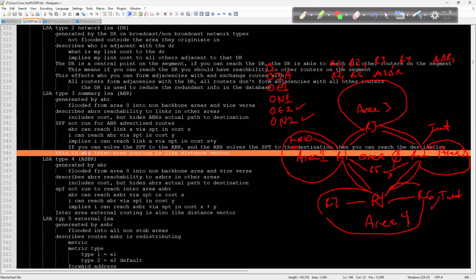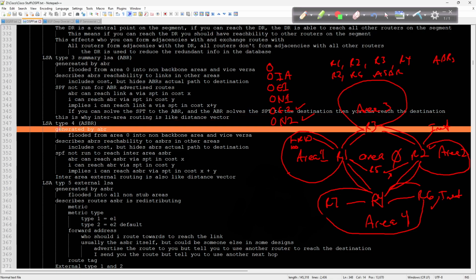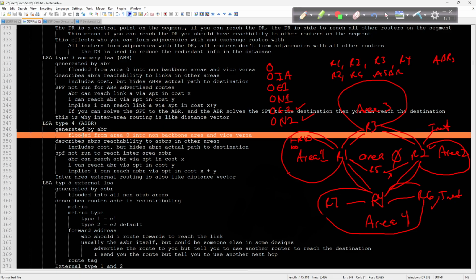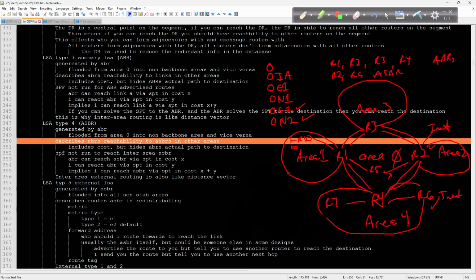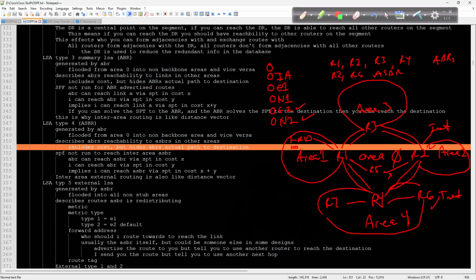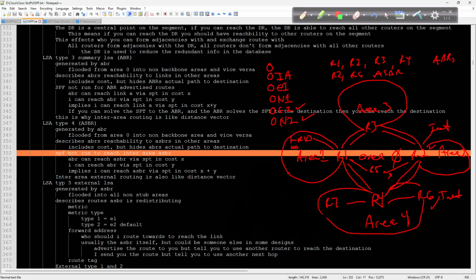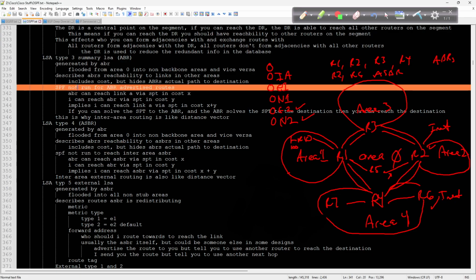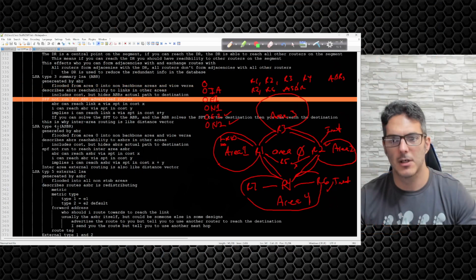The type 4 LSA is generated by the area border router. So again, an ABR generated LSA, flooded from area 0 into non-backbone areas and vice versa. It describes the ABR's reachability to ASBRs in other areas. It includes cost but hides the ABR's actual path to the destination. The shortest path first is not run to reach an inter-area ASBR. So again, going back here, SPF is not run for ABR advertised routes.